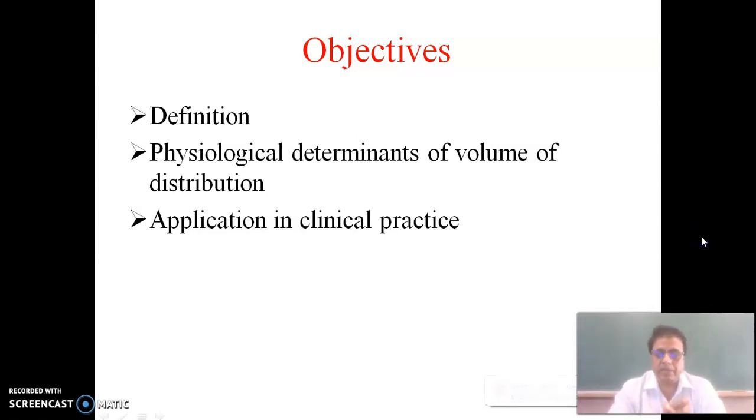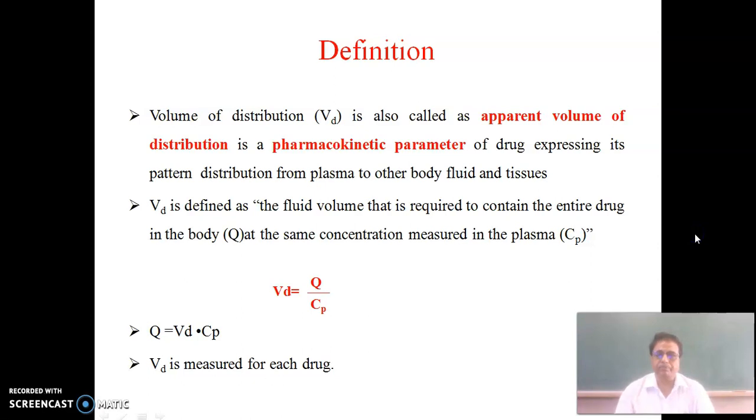The objective of this discussion will be learning about what is volume of distribution, what physiological parameters determine the volume of distribution, and what are its clinical applications. We know that each pharmacokinetic parameter is a characteristic of a drug. So similarly, even the volume of distribution.